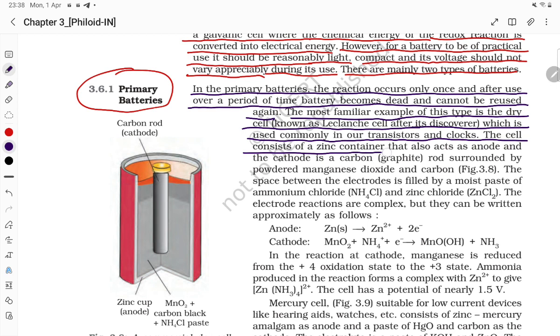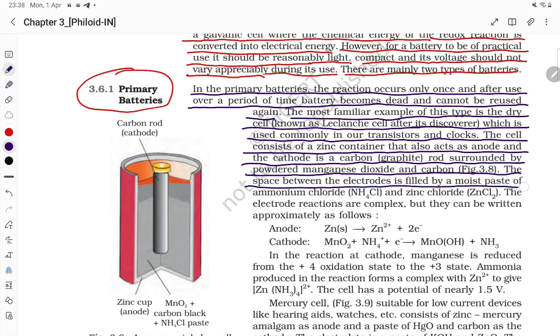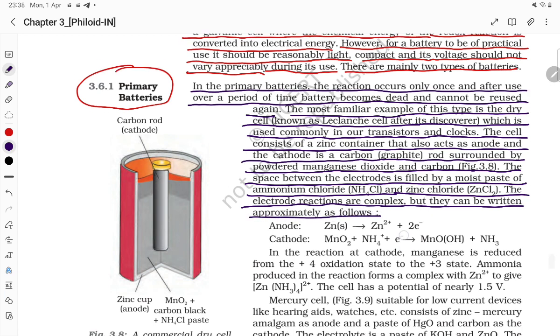The cell consists of a zinc container that also acts as the anode, and the cathode is a carbon graphite rod surrounded by powdered manganese dioxide and carbon. The space between the electrodes is filled by a moist paste of ammonium chloride NH4Cl and zinc chloride ZnCl2. The electrode reactions are complex, but they can be written approximately as follows.